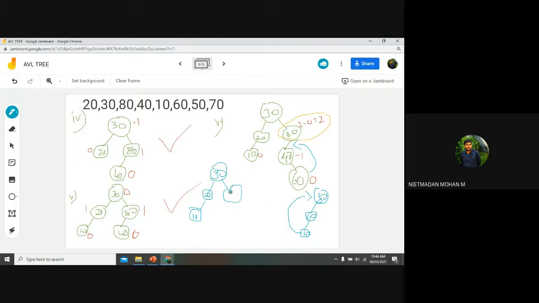Then the right rotation happens, giving 60 with 80 and 40. Does it satisfy the binary search tree? Yes, because the left side of a node is smaller and the right side is larger. Now find the balancing factor. For 80, 0; 40, 0; 10, 0; and 60, 0. For 20, height of left subtree minus height of right subtree is 1. For 30, the left subtree height is 2 and the right subtree height is 2, so it is 0. Now this satisfies the AVL tree concept.